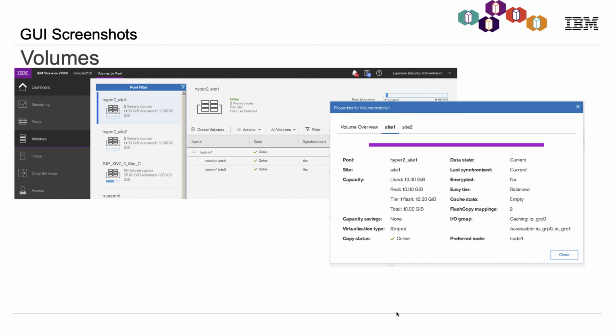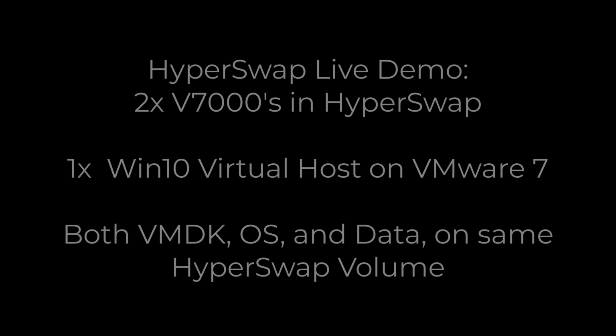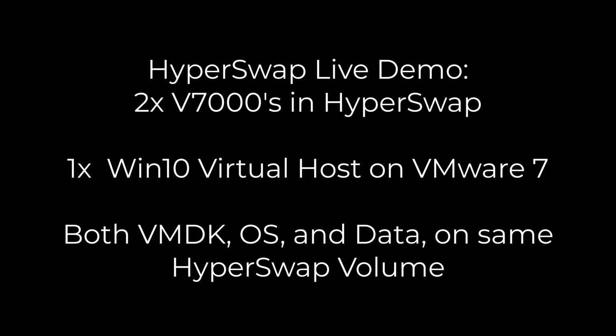That way, no matter what happens to either site or either side of the storage equation, that application will still keep on running. How easy is it to create a volume? Very simple. In the GUI, you just click on the HyperSwap tab and put it on any particular pool you want, choose the size, and it'll automatically create it in less than 3 mouse clicks. Not a problem. Now let's get into the live demo here of the two V7000s in HyperSwap mode.